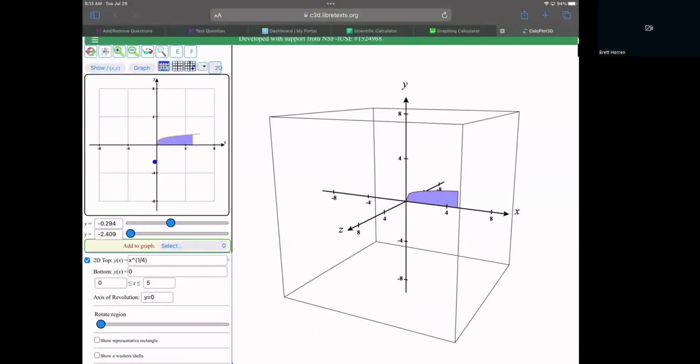So here it is on CalcPlot 3D, which you have access to as well on the homepage of our Canvas course. As I put the function in, x to the 1/4, you can see it there on the 3D graph up above on the 2D. This one's nice, it shows both the 2D and the 3D. Then I can rotate it. Here we go, I'm going to rotate the region. See it rotating around there. And there it is, there's the three-dimensional shape we're talking about. We're trying to find the volume of that shape. Isn't that nice? It kind of shows it.